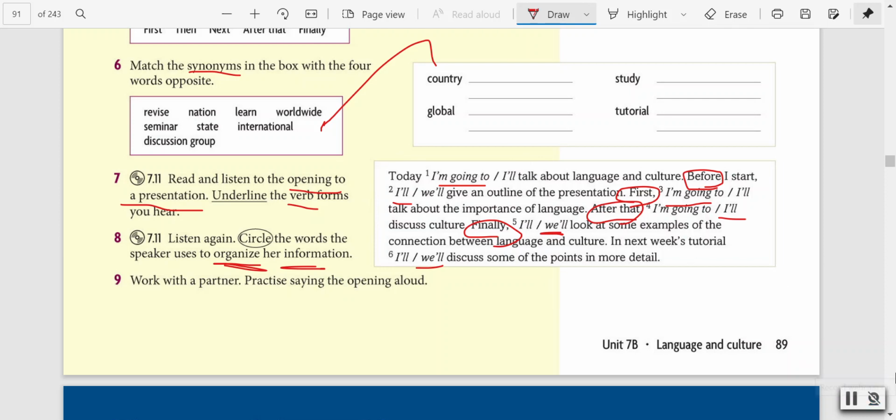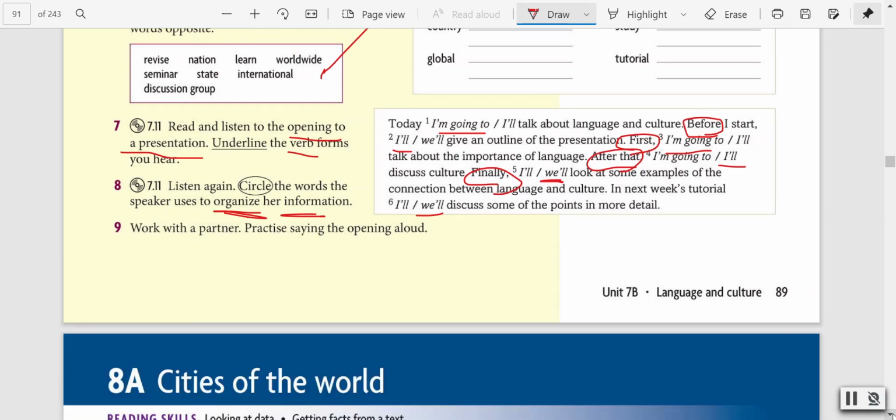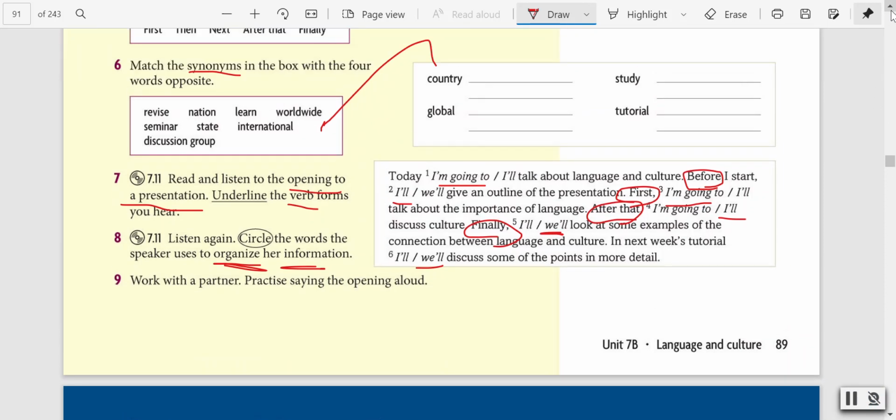And that's all about Unit 7. If you have any questions, you can ask. Sorry for any mistakes that I made.